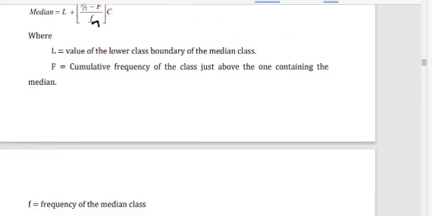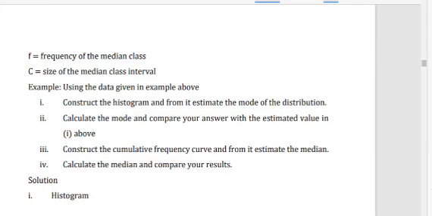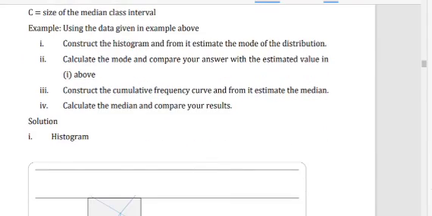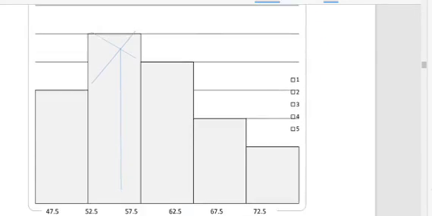Let me see if I can find examples on this. Okay, using the data given in the example above, consider the histogram. I don't know the examples they are talking about. But let me see. I'm tired.